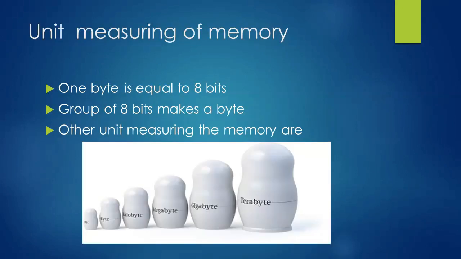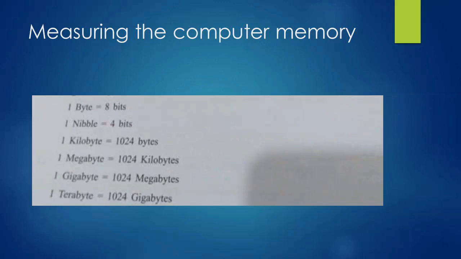So let's see different measuring units of memory. As you measure height in feet and inches, weight in gram and kilogram, in a similar way computer memory is measured in bytes. A byte consists of a group of 8 bits. The other measuring units that are used in computer are bit, byte, kilobyte, megabyte, gigabyte, and terabyte. 1 byte is equal to 8 bits. In a similar way, 4 bits make 1 nibble.